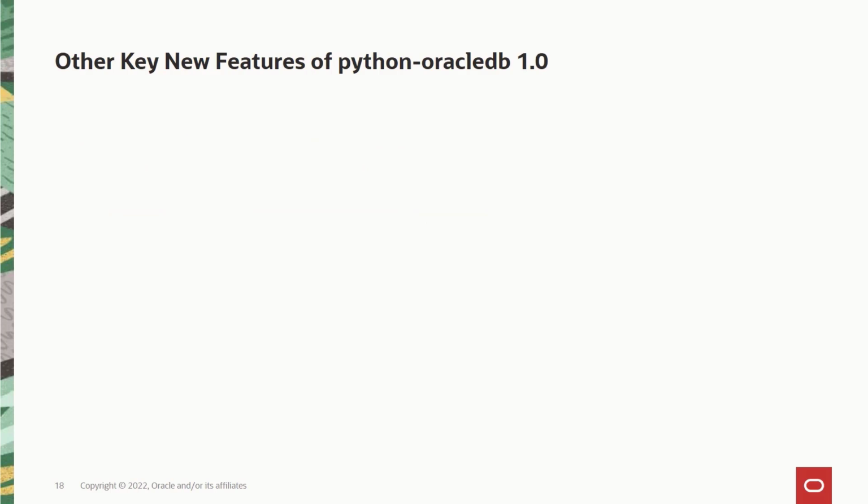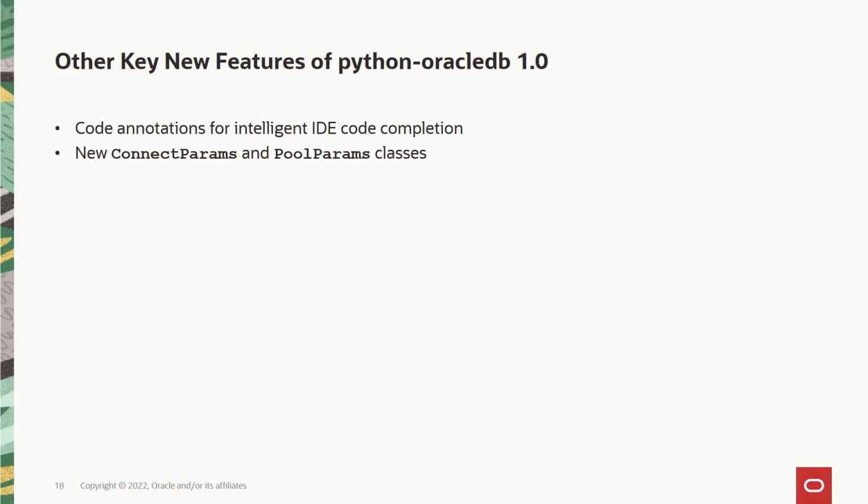Now let's look at a few important features introduced in Python Oracle DB version 1.0 other than the obvious thin mode. Starting off, we have support for code annotations. Code annotation is built as a new top layer of the driver written in Python. Code annotation enables smart editor features such as code completion, API hints, and type checking, which has been verified with Visual Studio Code again. You can use connect params and pool params classes to encapsulate connection and connection pool settings, and then pass it to the connection creation and pool creation functions respectively.